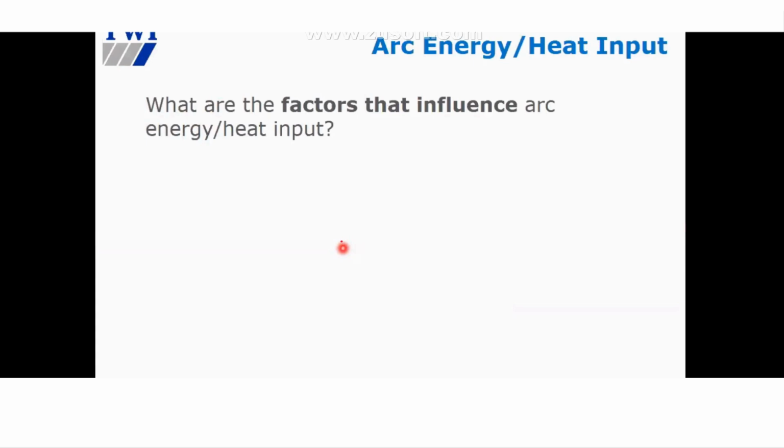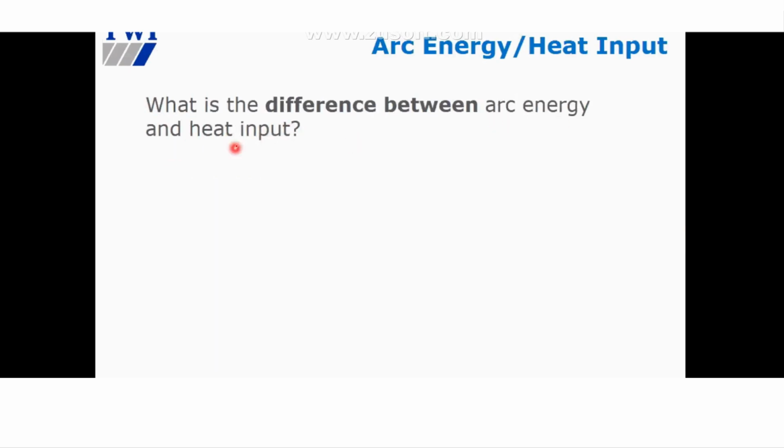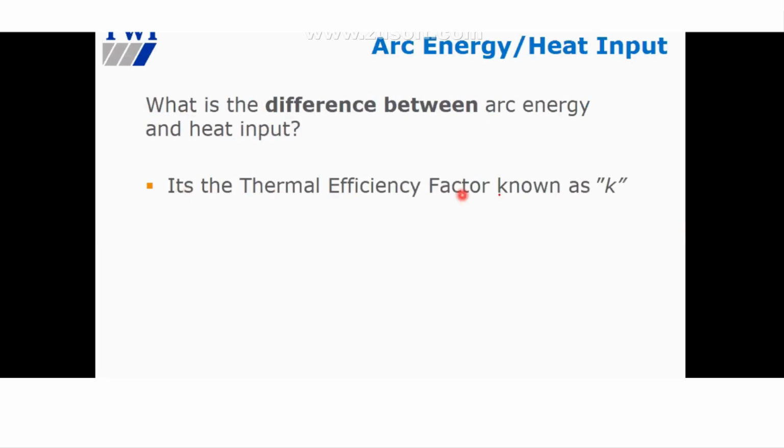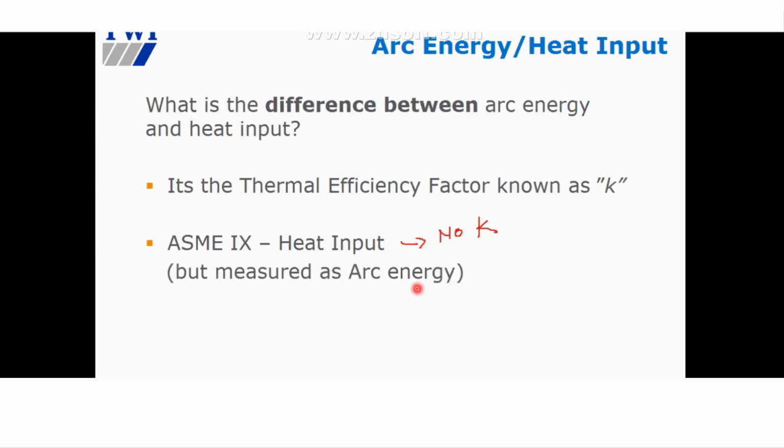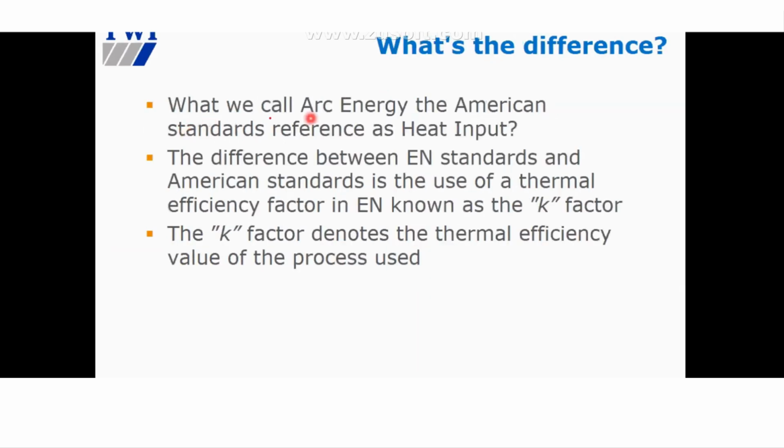Here, what are the factors that influence arc energy or heat input? Ampere, voltage, travel speed. What's the difference between arc energy and heat input? It's a thermal efficiency factor known as K. That's what is in European. In American, heat input has no K factor. It's measured as arc energy. What we call arc energy in European refers to heat input in American.